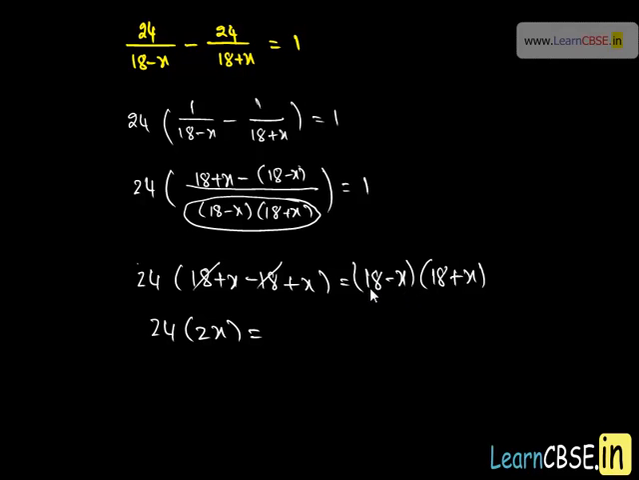Let us simplify this. It is in the form of a minus b times a plus b. So we have a square minus b square, which is 18 whole square minus x square. Let us transpose this x square and 18 square to the left hand side. Then we frame a quadratic equation x square plus 48x minus 18 square, which is 324. Let us simplify this quadratic equation for x.